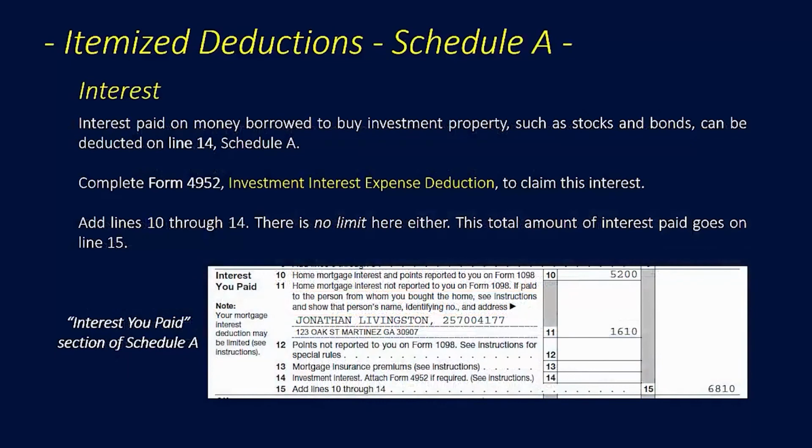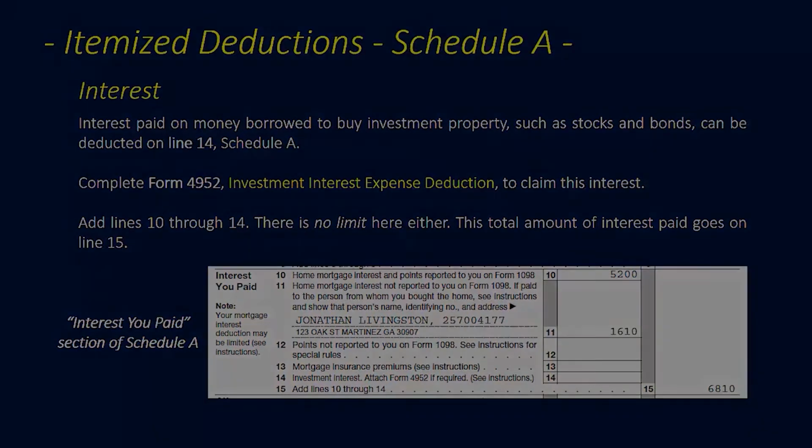Interest paid on money that's borrowed to buy investment property, such as stocks and bonds, can be deducted on line 14 of the Schedule A. We complete Form 4952, Investment Interest Expense Deduction, in order to claim this interest. We add lines 10 through 14. There's no limit here either, and this total amount of interest paid goes on to line 15.